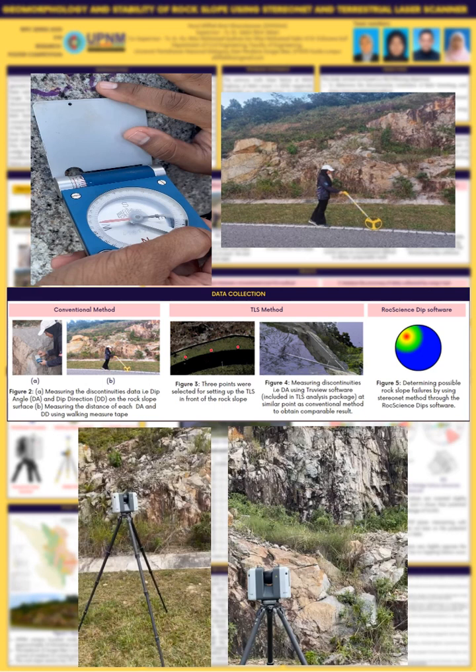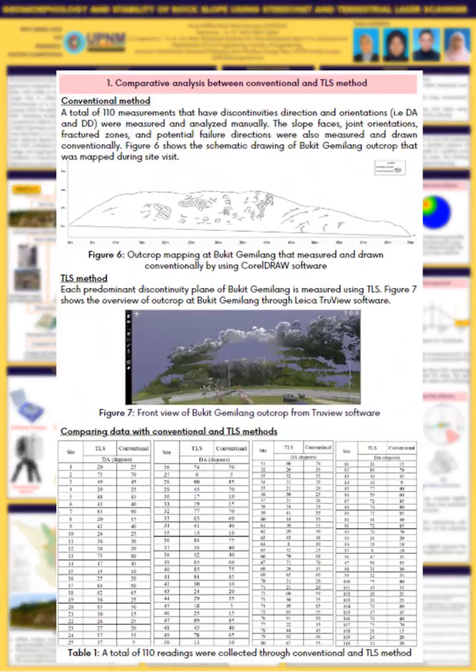Then, RocScience Dips software was used to determine possible rock slope failure by using the Stereonet method. In the conventional method, a total of 110 measurements of discontinuities direction and orientation were measured and analysed manually. In the TLS method, each predominant discontinuity plane of Bukit Gemilang was measured using TLS. Figure 7 shows the overview of the outcrop at Bukit Gemilang through Leica TrueView software. The differences between discontinuities data measurement through conventional and TLS were tabulated in Table 1.